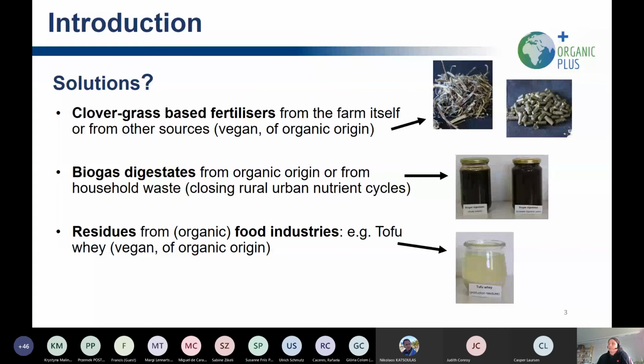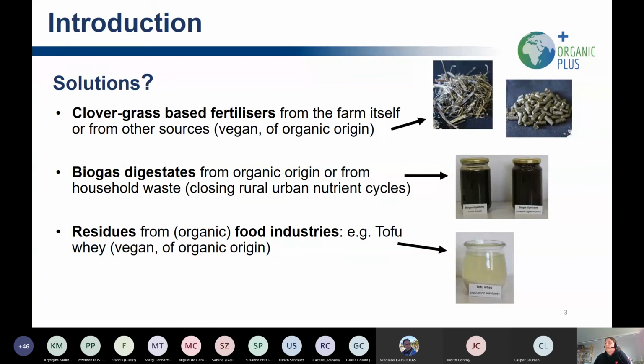What are the solutions? For example, we can use clover grass based fertilizers from the farm itself or from other sources that are vegan and of organic origin. Like for example, on the top left we have clover grass silage, and on the right side we can use digestates from organic origin or from household waste, like Caspar told us before. So we can close the rural-urban nutrient cycle. On the right side, I have two pictures of the biogas digestates we use. Yeah, they look quite similar to each other.